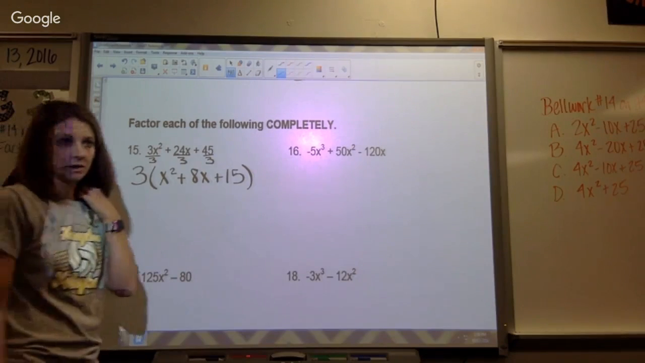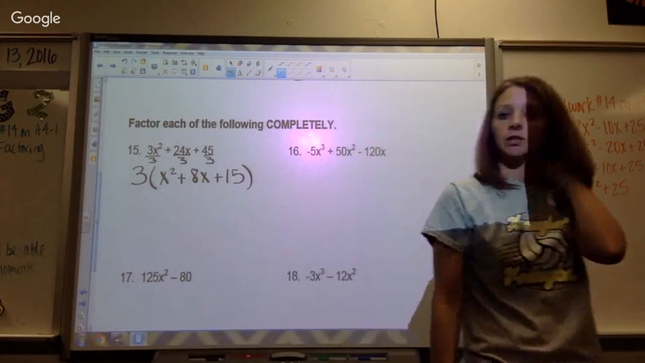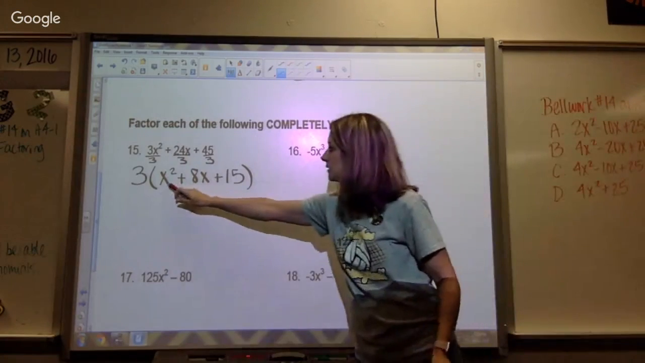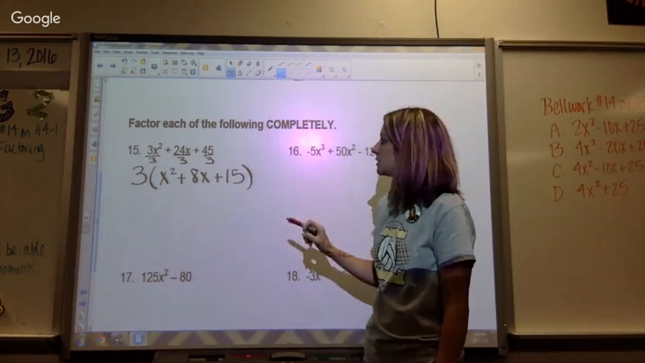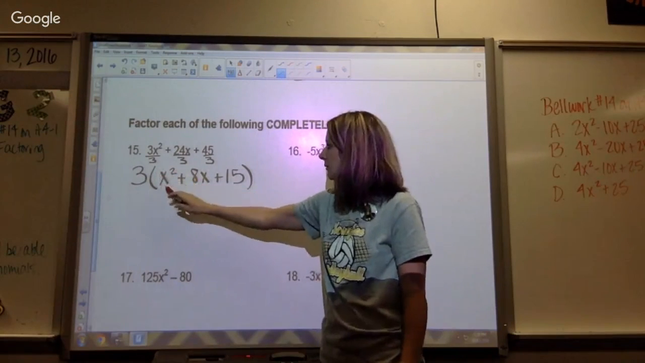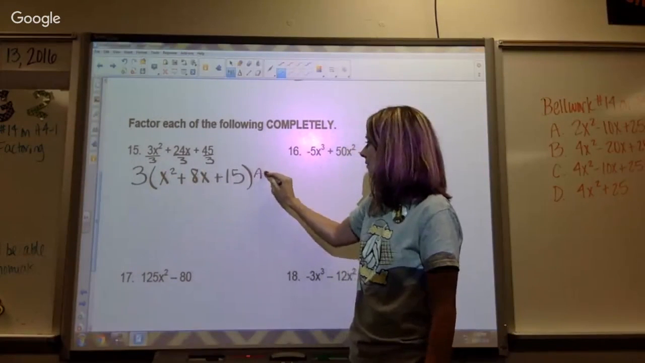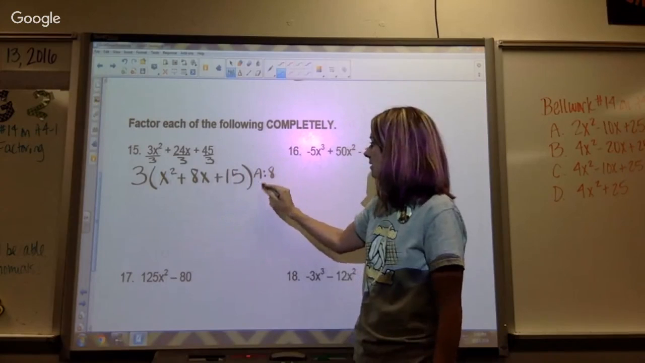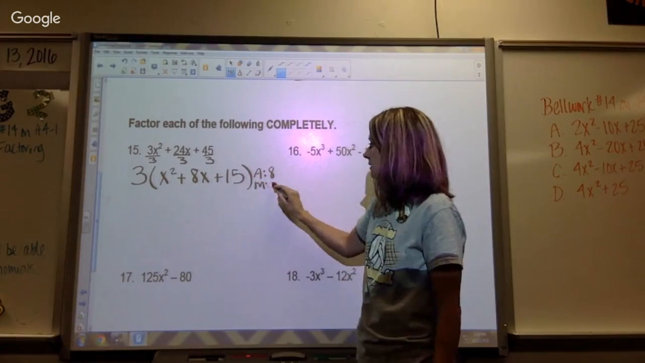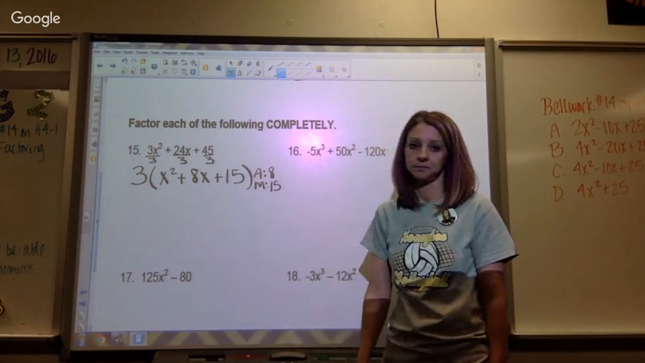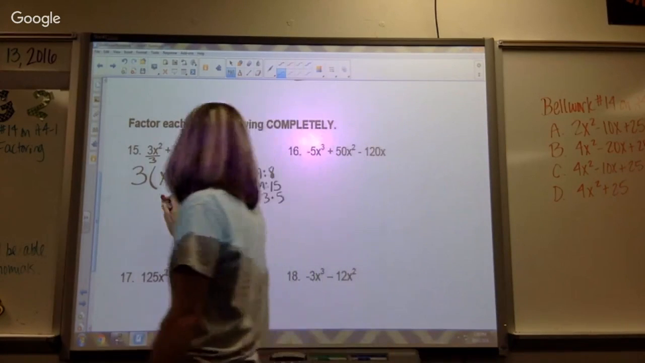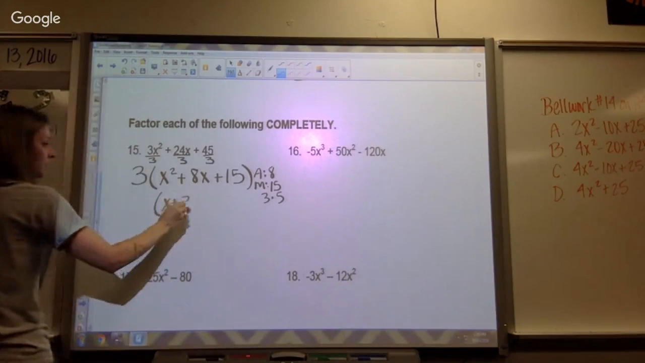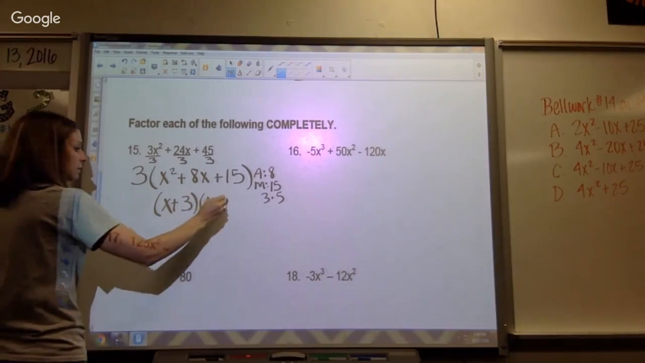Once you take out the GCF, you need to look and see if you can factor what's inside the parentheses. Notice we have 3 terms, so we just went over the 3 terms at the top. This is a 1. We want to see if we have anything that adds to 8, multiplies to 15. So that would be 3 and 5. So that would be x plus 3 and x plus 5.